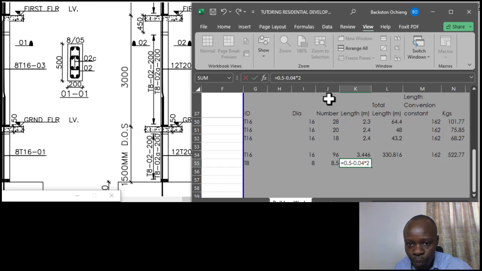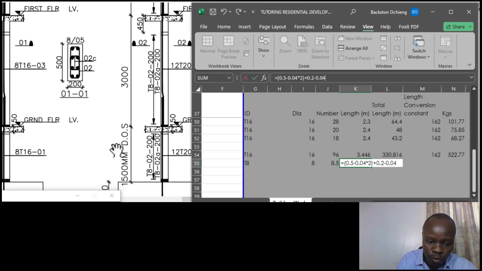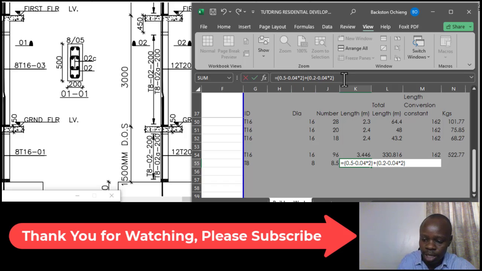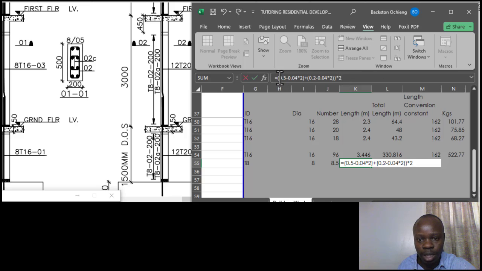So 0.04 times 2, that is for the longer side. And then we can bracket that to show that we have what we call the length, and then we add on the shorter side, it's 0.2, and then we subtract also 0.04 times 2. All right, so what we've done, we've just calculated the 2 sides. Okay, so we need to get the sum of these. We multiply by 2, just the same way you'll get the perimeter of a rectangle. That's what we are doing.